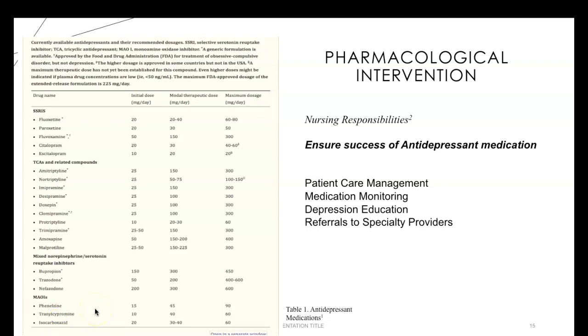Medications for depression include SSRIs, TCAs and related compounds, mixed norepinephrine-serotonin reuptake inhibitors, and MAOIs. The nursing responsibilities are to ensure the success of antidepressant medications through patient care management, medication monitoring, depression education, and referrals to specialty providers.